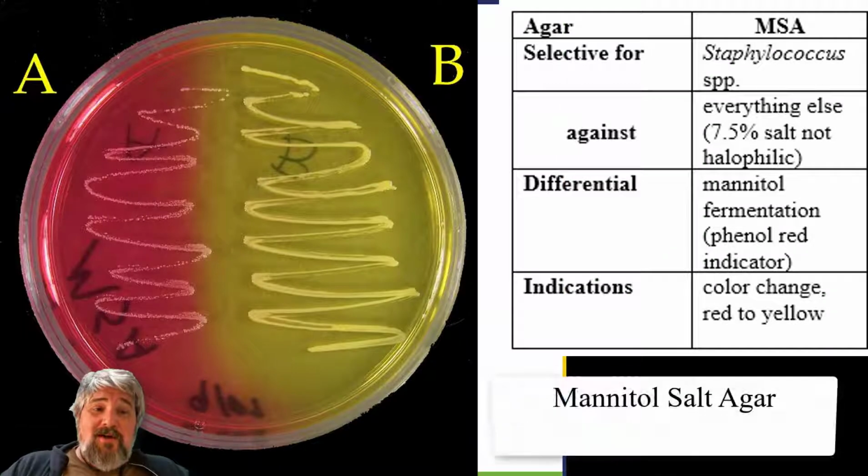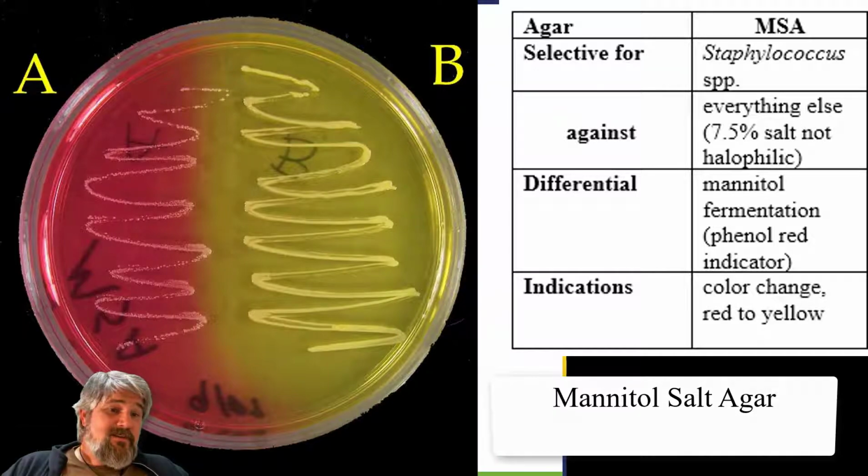Another example of a differential and selective media is mannitol salt agar. It is selective against bacteria that can't tolerate a higher salt concentration, and it is also selective for organisms that are able to metabolize mannitol. You create a product that changes the pH, as in B here.